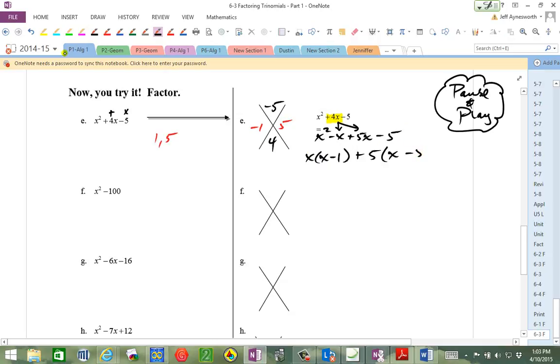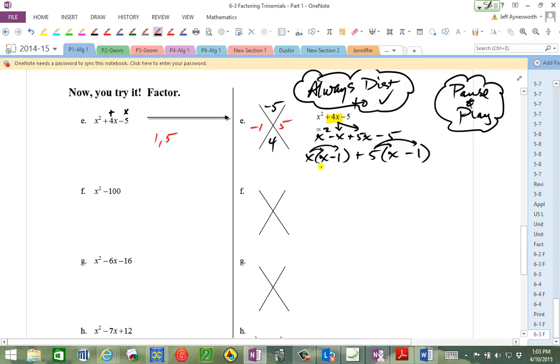Distribute back through to check. Distribute to check. Always distribute to check. All right, keep that in mind. Now the common binomial is right there. It's x minus 1. So we start off with that. So let's take x minus 1, multiply it by the remaining factors, x plus 5. Okay, and that's how it's done.